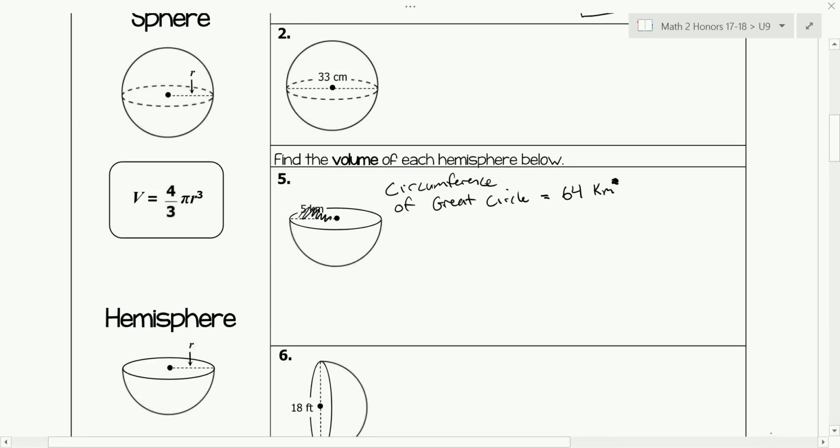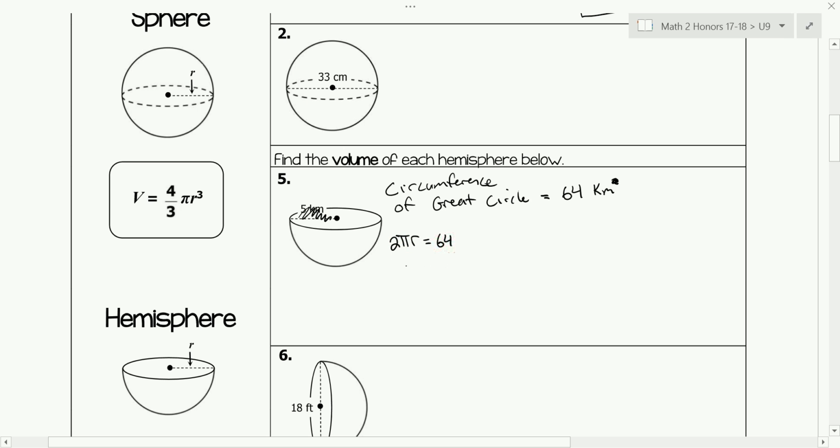Okay, so how do we start? What do we need to find first? The radius. And so you got to get these formulas in mind, make sure you're using the right one. So 64 right now is equal to what? 2 pi r.